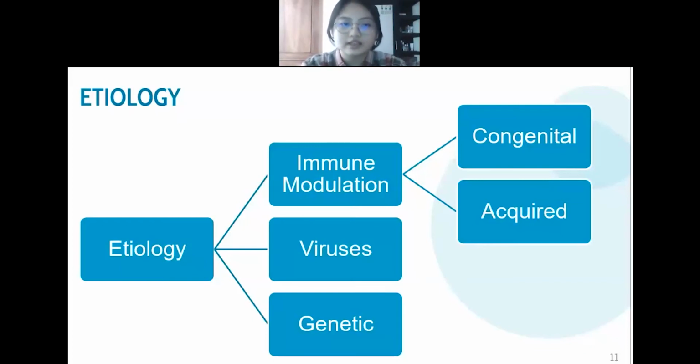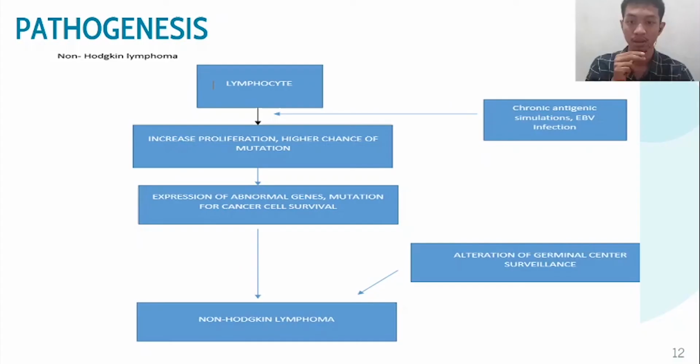And the last etiology is genetic. According to some studies, there is an increased risk of developing Hodgkin lymphoma in same-sex siblings of patients with Hodgkin lymphoma. This suggests an interaction between genes and the environment.